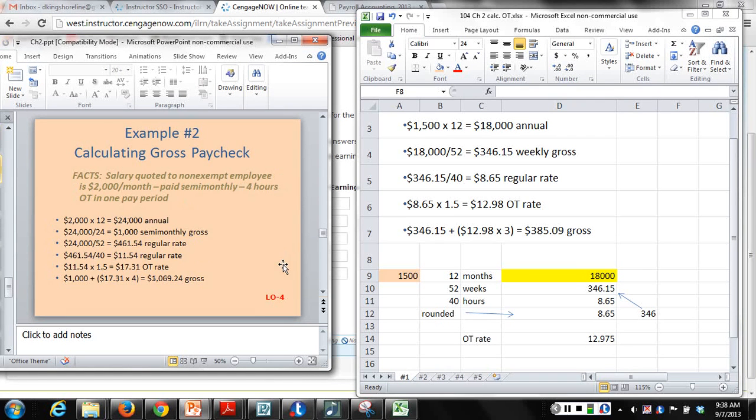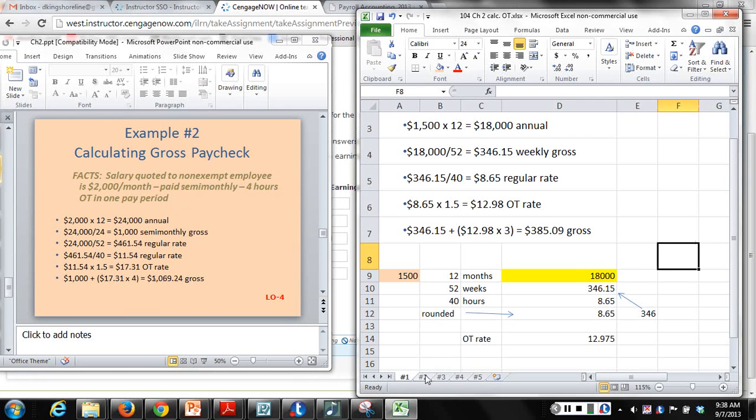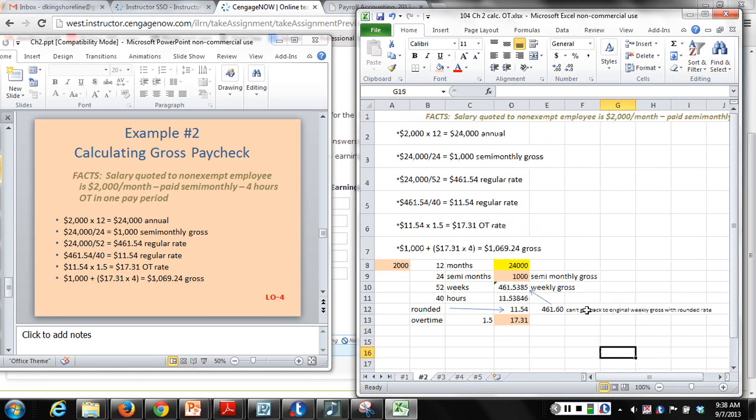This example 2 here gives us a different data set, and I also put some of these facts into Excel so we can check the calculation as we go. So what's the first thing we do? We have $2,000 a month periodic pay to a non-exempt employee, so we must deal with overtime. We pump it up to an annual salary. No issues there. That's not a problem.